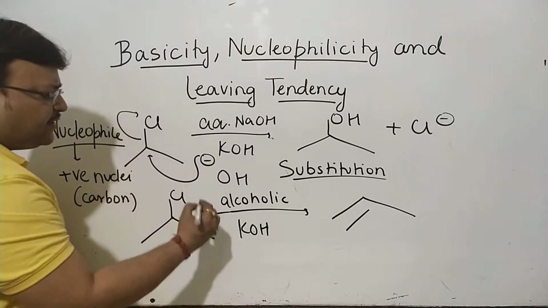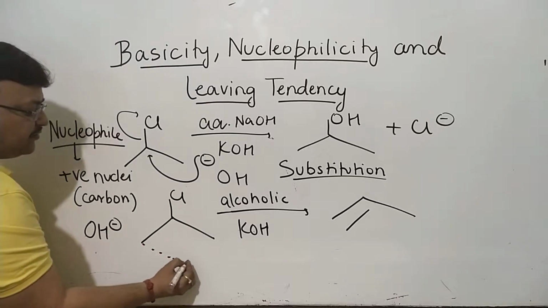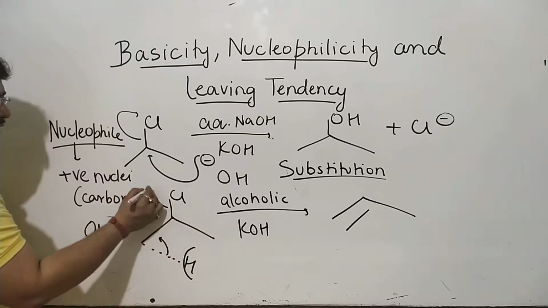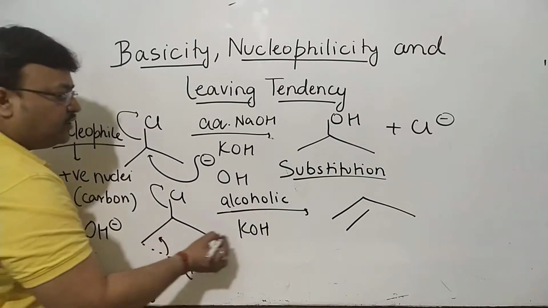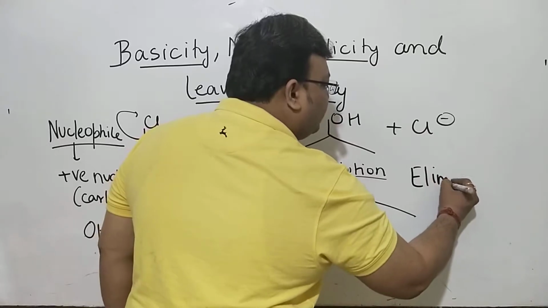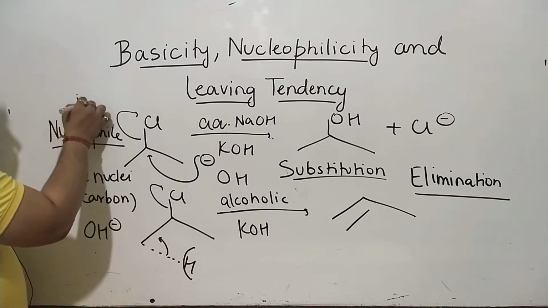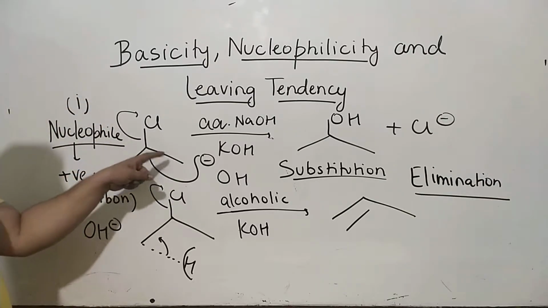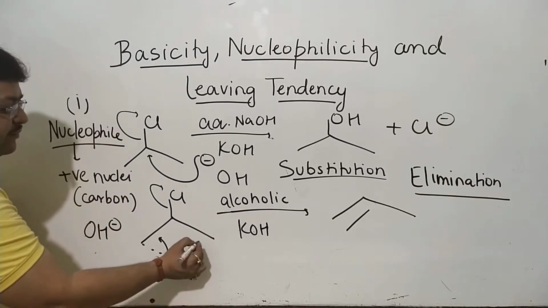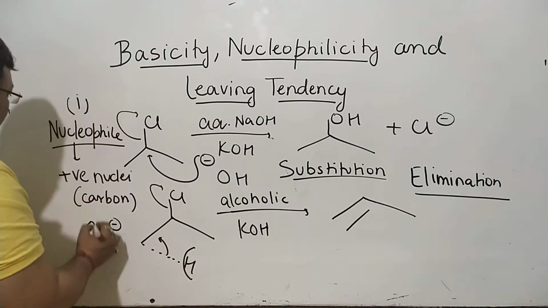Now this time again the same species OH minus is instrumental in removing this hydrogen. This hydrogen is gone as H+. This bond will come this way, and this is how this pi bond is going to be formed. And this time I'll want to call this reaction elimination. The difference is in the previous reaction, OH minus was interacting with this carbon, it was going to a positive nucleus. This time OH minus is removing H+. So when OH minus is removing H+, carrying out an elimination reaction, now OH minus is acting as a base.